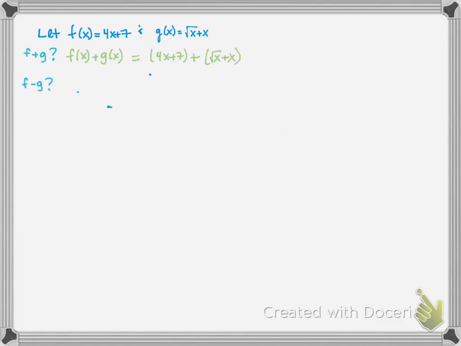Okay, a plus sign doesn't change anything, so we're just going to combine like terms. So 4x plus x gets me 5x. And then I don't have anything to add the 7 or the square root of x to. So that's my simplified answer.